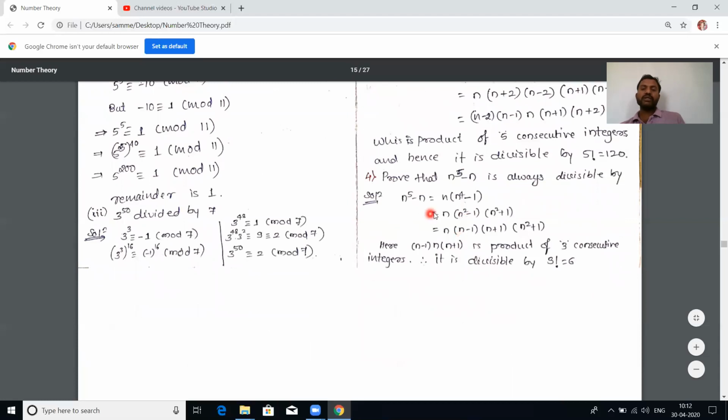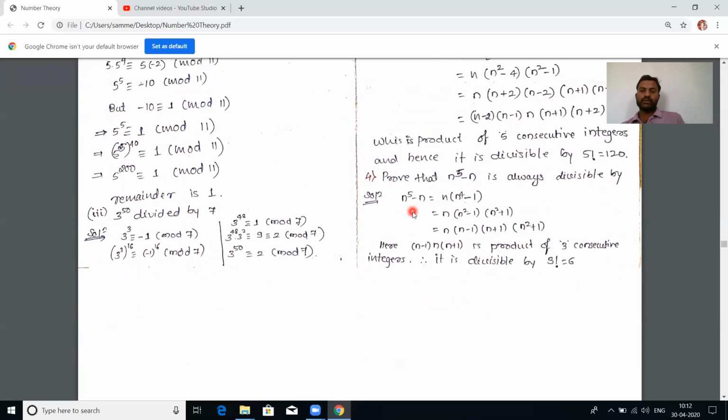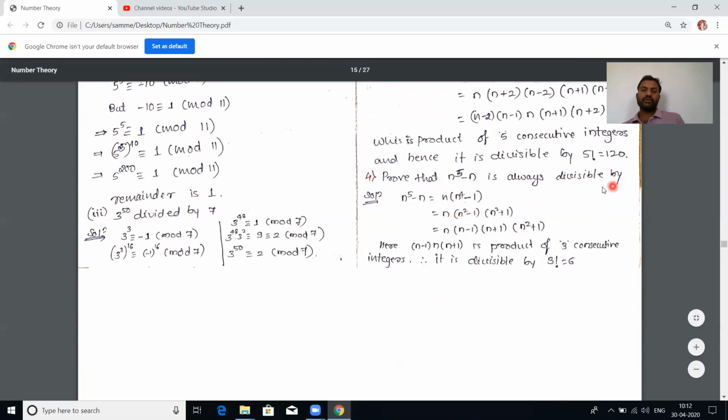Next, the fourth example. Prove that n raised to 5 minus n is always divisible by 6. That number I have not written here. So n raised to 5 minus n is equal to, I can take n as common here, remaining n into n raised to 4 minus 1.